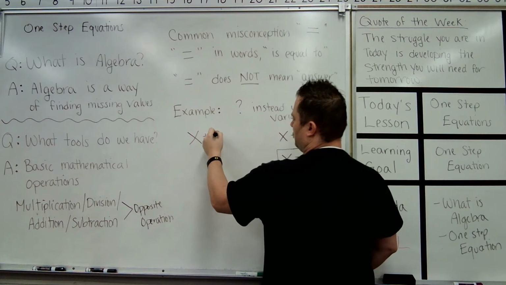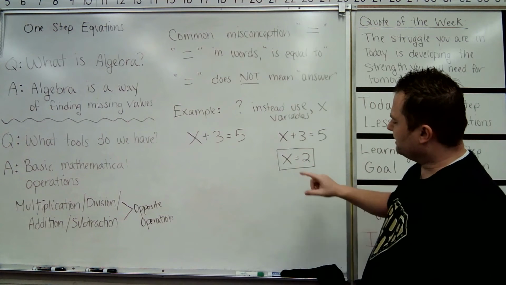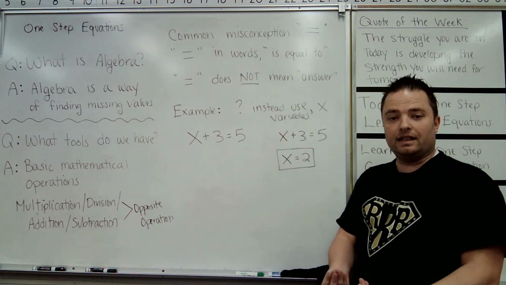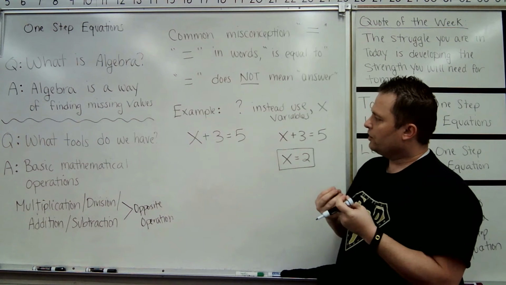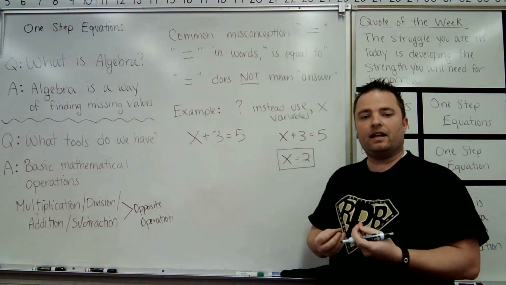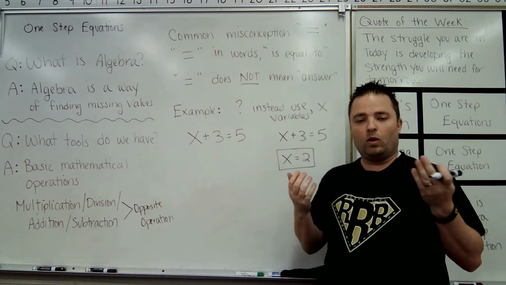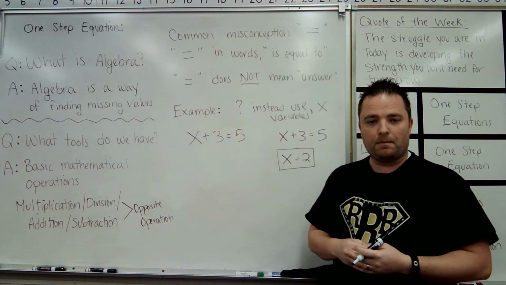x plus 3 equals 5. And how in the world do we get to this x equals 2 without just seeing it? Well, our first goal should always be to what's called isolate the variable, meaning to get the x by itself. On one side of the scale, we want to have x by itself.